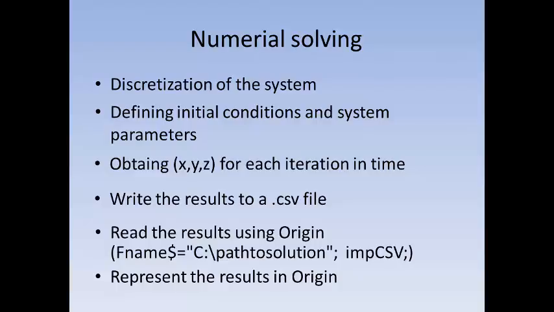For the computational and mathematical part, we have to discretize the equation system using the definition of a derivative and using a time interval so short that I can get a solution with good accuracy. The file has to define the initial conditions and the system parameters and obtain x, y, and z for each iteration in time. Basically, I print the results in a CSV file and then I use Origin to read this with the command line and represent them in a 3D plot with the correct style.